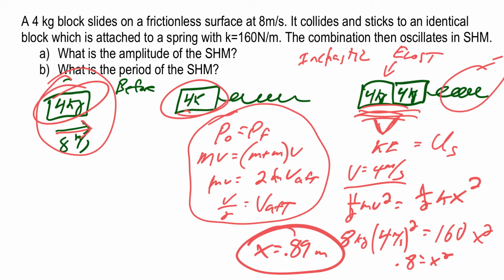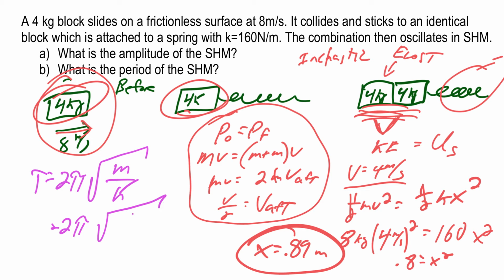Okay, and then the period. All right. At this point, you should be able to do this with one brain tied behind your back. So T equals 2 pi square root m over k. And again, just make sure you use 8 for the mass. And then we'll just divide by 160. All right, and what do we get? 2 times pi square root of 8 divided by 160. And I get 1.4 seconds.